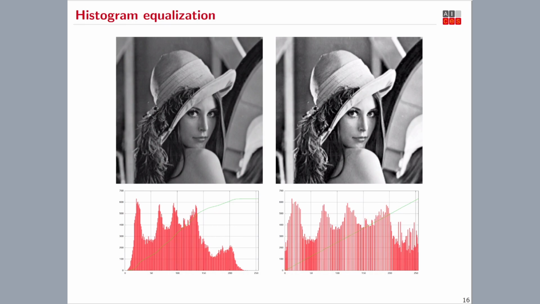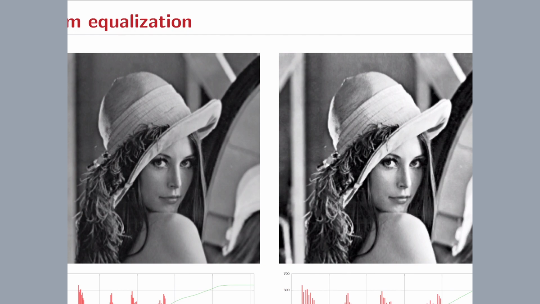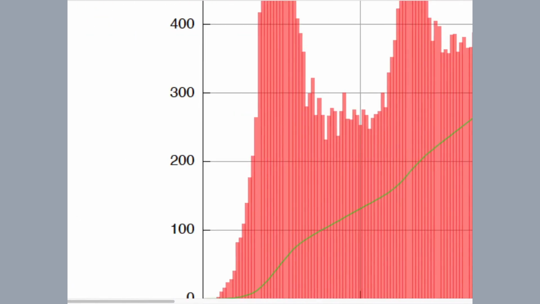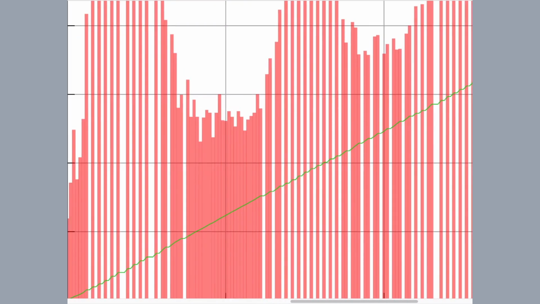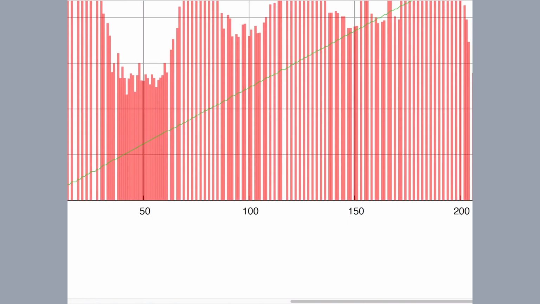Of course, it is a step function. Technically it is not linear. It is getting as close to a linear slope as possible, but it will just consist of steps. Can I see if I can zoom in here? If we really zoom in, you can see the steps. It's not exactly linear. You just try to get as close to a linear CDF as possible.